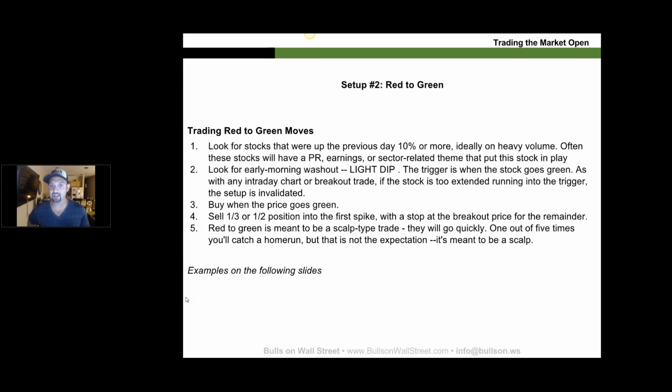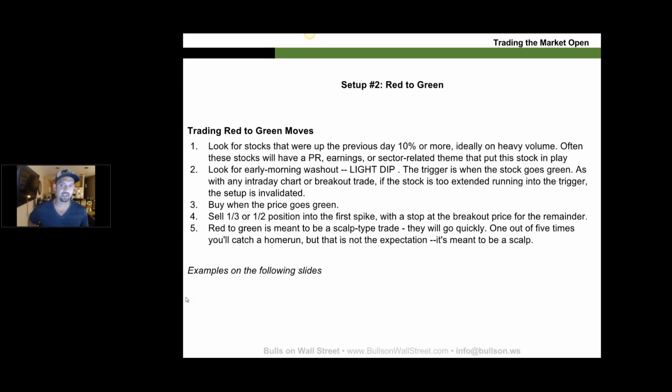One of the things I use a red to green trigger on is when you have a momentum stock that's up a lot the previous day, 10% or more, ideally at heavy volume. Oftentimes these stocks will have a PR, earnings, or a sector-related theme that put this stock in play. Look for an early morning washout, like a light dip, usually in the first candle. The trigger happens when the stock dips down, so it's down for the day, and then it goes green.